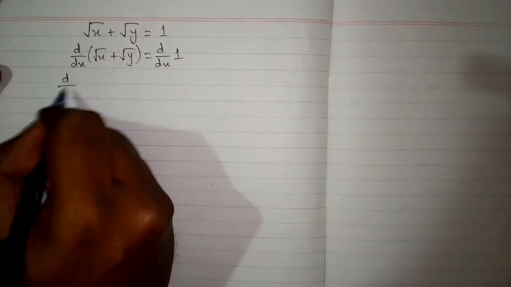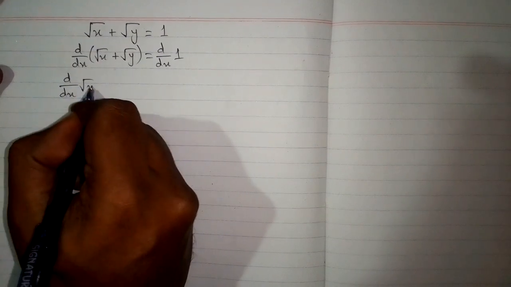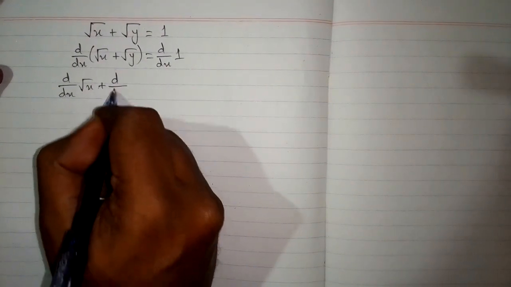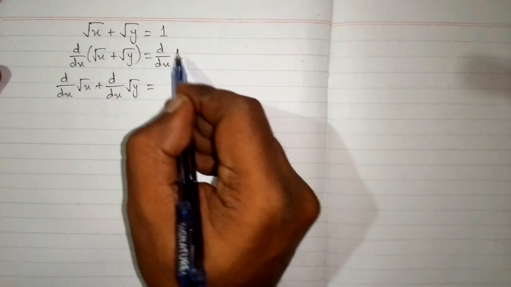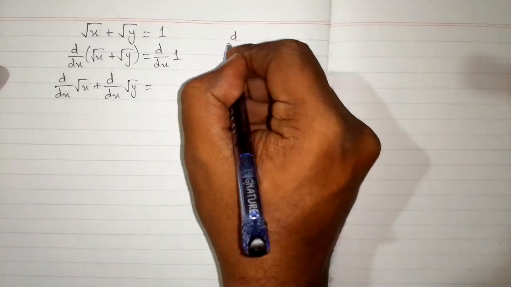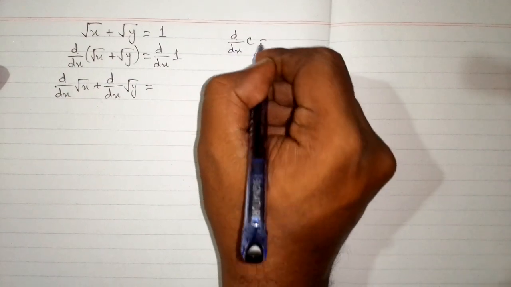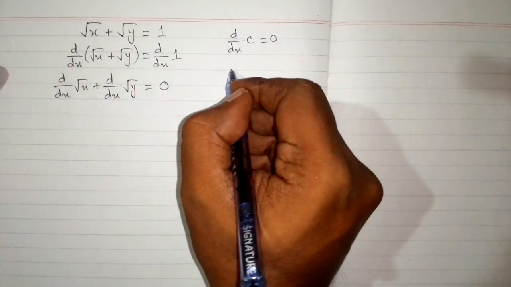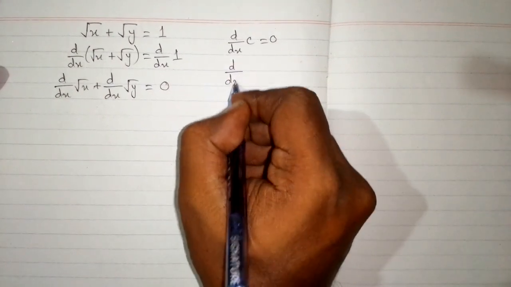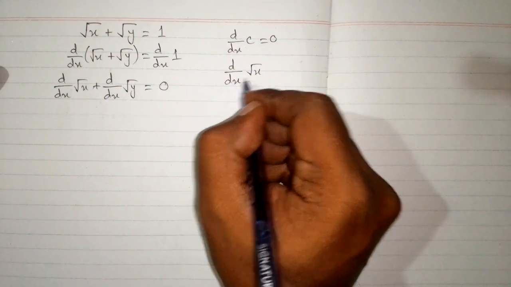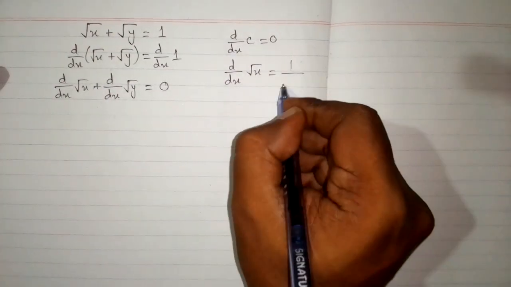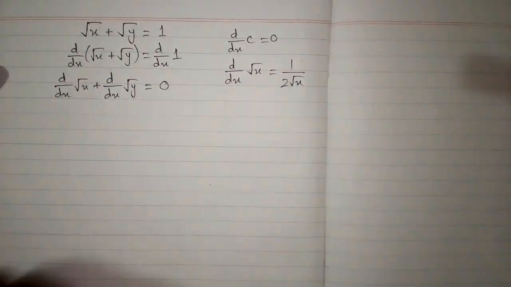So we have d by dx of square root of x plus d by dx of square root of y, and we know that the derivative of constant is 0, so the derivative of 1 is 0. Now here we can apply the formula: derivative of square root of x is 1 upon 2 square root of x.